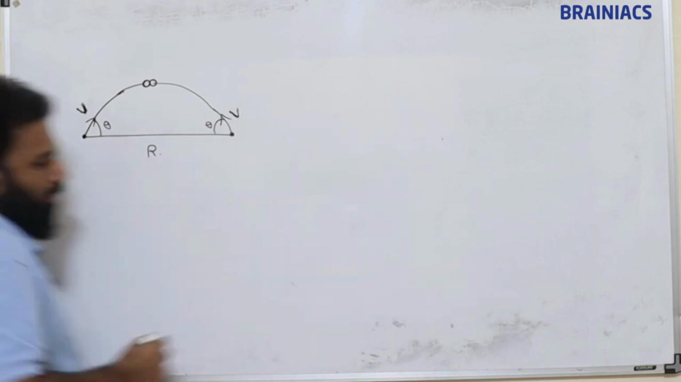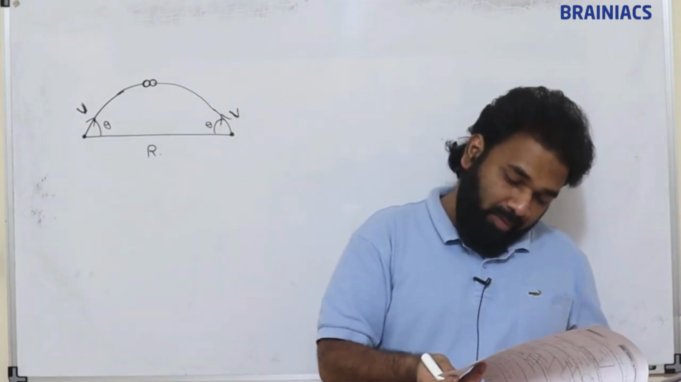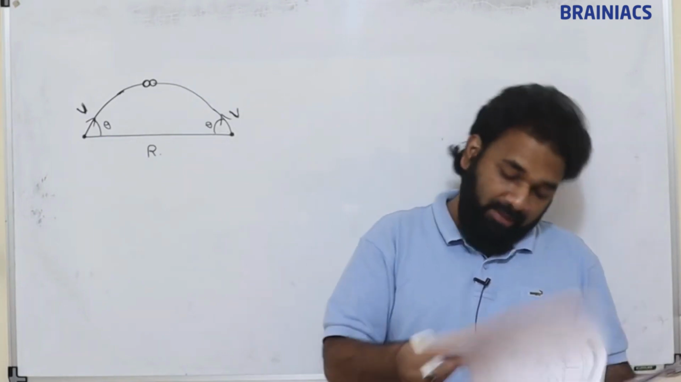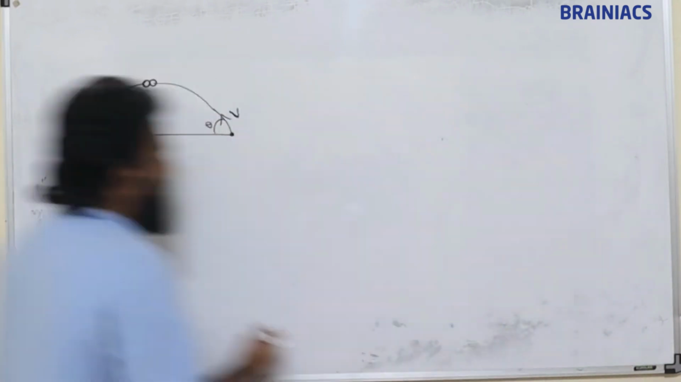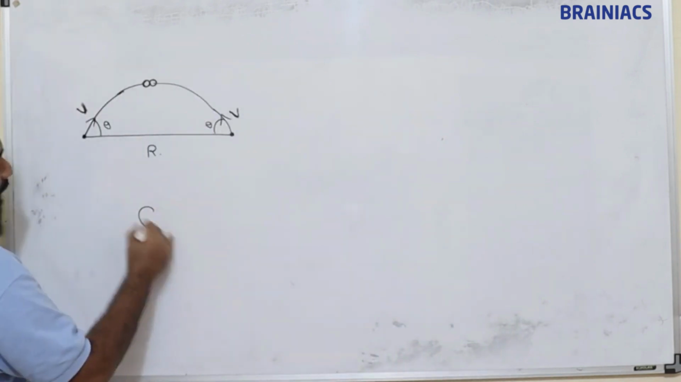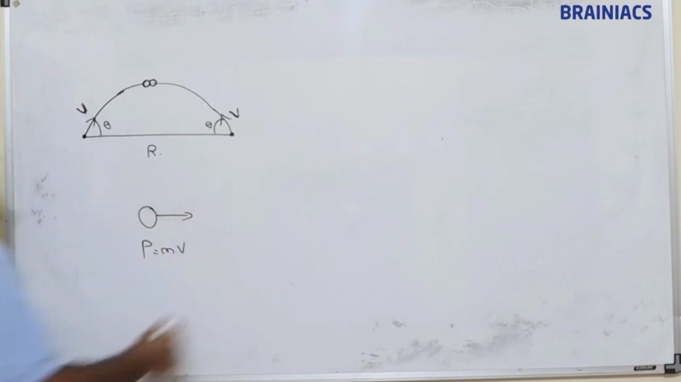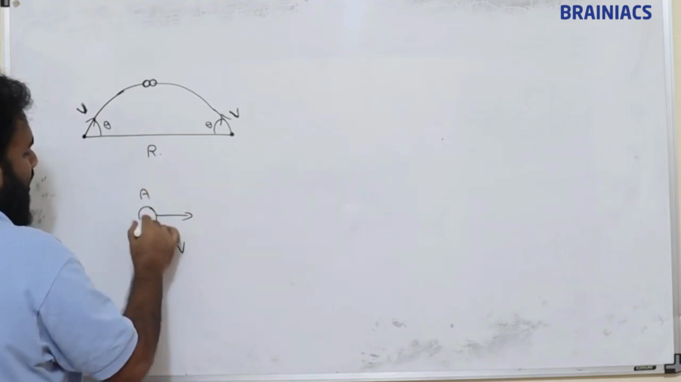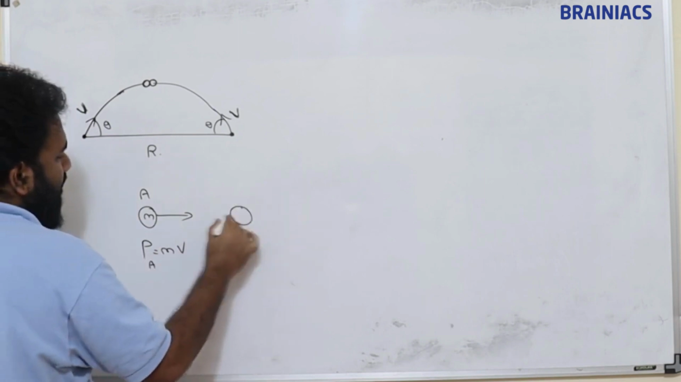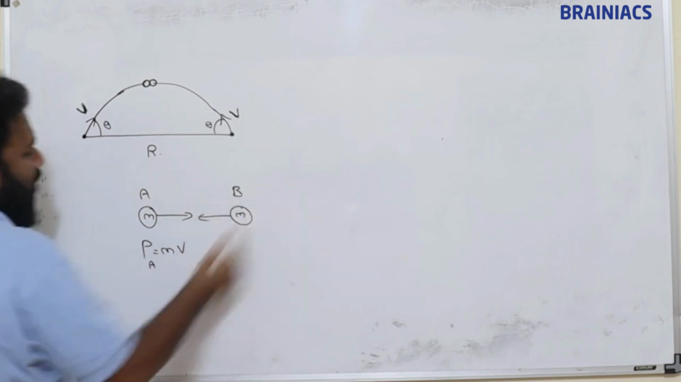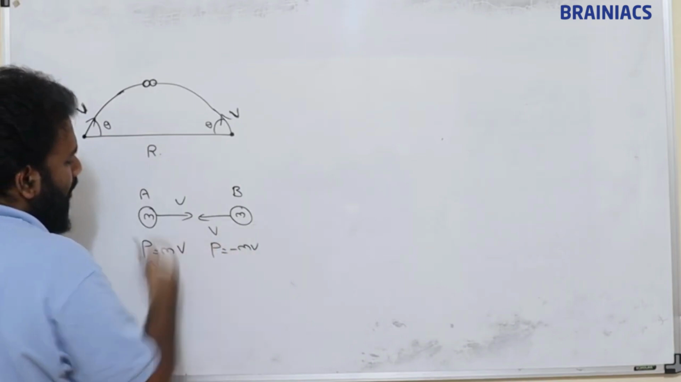The momentum at the point of their collision, that is the momentum of the system they are asking. Suppose one mass is moving like this, its momentum is nothing but mv. Suppose this is A, same mass, so momentum of A is mv. Another mass, same mass, but if it is moving like this, its momentum is minus mv in the opposite direction.